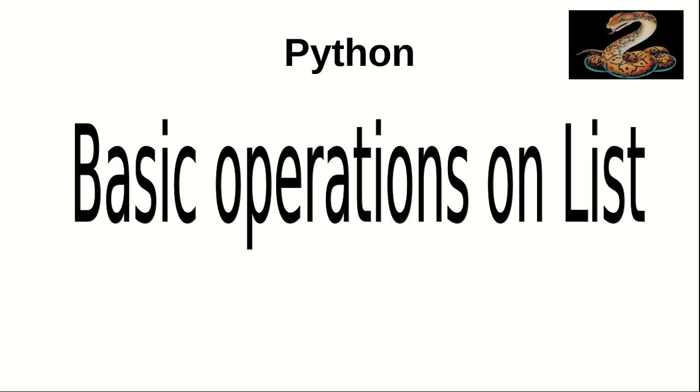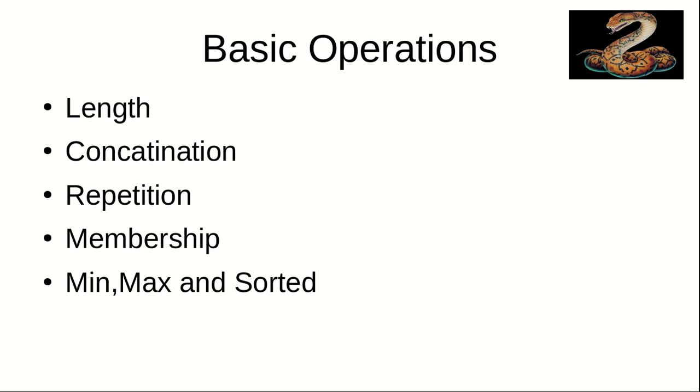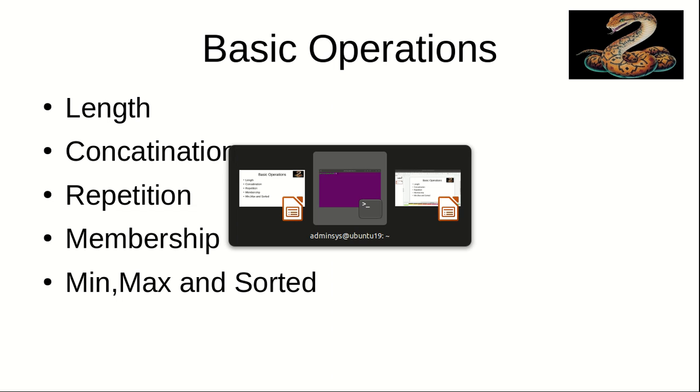In this video, I will explain a few basic operations that we can perform on a list. So let's get started. These are the basic operations: length, concatenation, repetition, membership, min, max and sorted. These operations will be very helpful when you do any Python project. So let's look at them one by one.